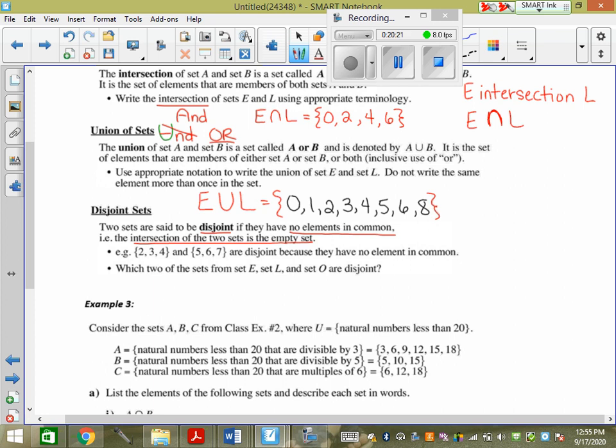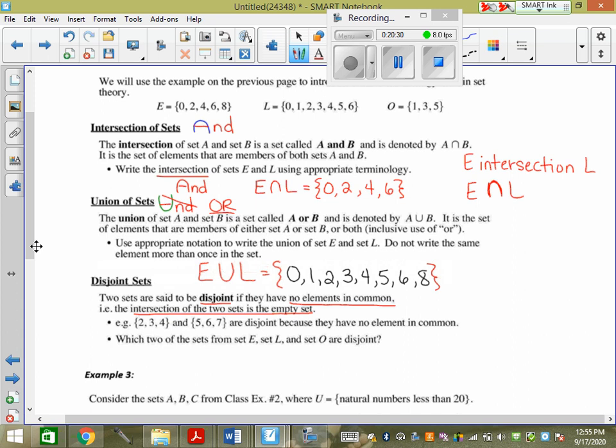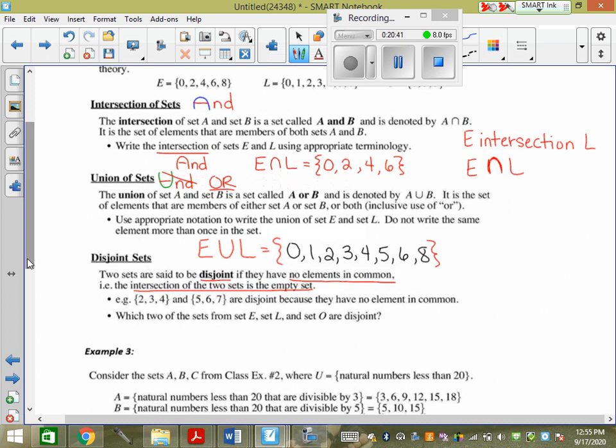So here I have 2, 3, 4, 5, 6, 7 are disjoint because they have no elements in common. Which two sets up here are disjoint? E, L, O, which two of them are disjoint? E and O. And we say it exactly how you did with the and. Because E and O have nothing in common, right? How can I write that in set notation? E and O equal what? The empty set, right?